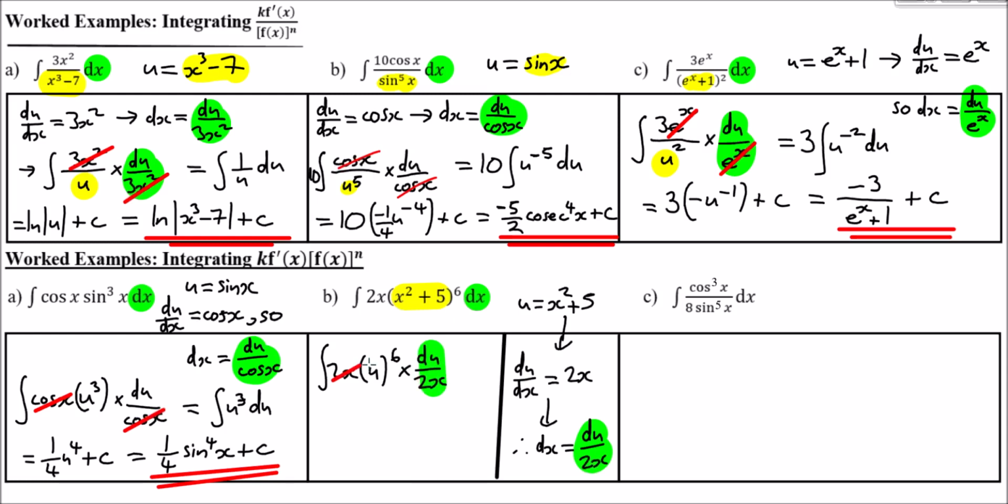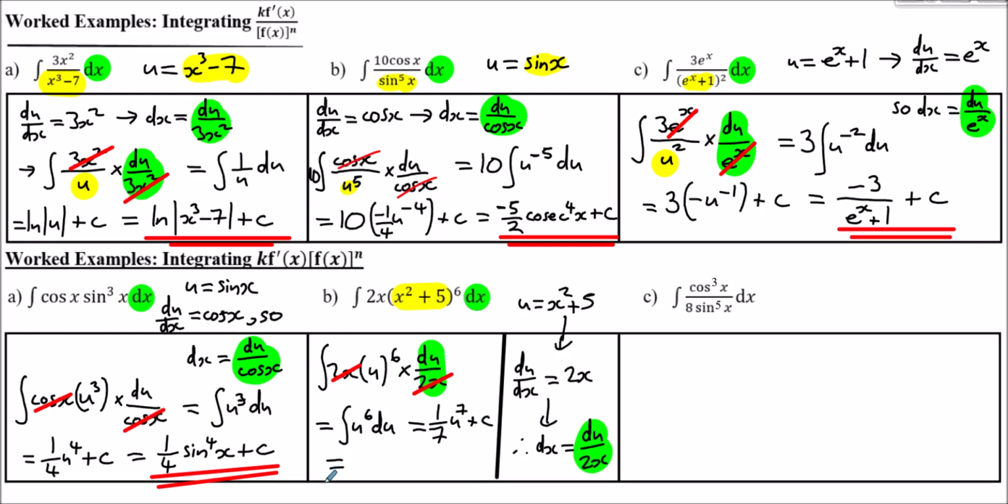So 2x here cancels with that 2x, and therefore you can see it becomes, with that cancellation, I just think it's satisfying because it just looks so easy now. I'm just integrating u to the 6 du. Takes me back to year 7. So add 1 to the power, divide by the new power. Get 1 over 7 u to the 7, plus c, of course.